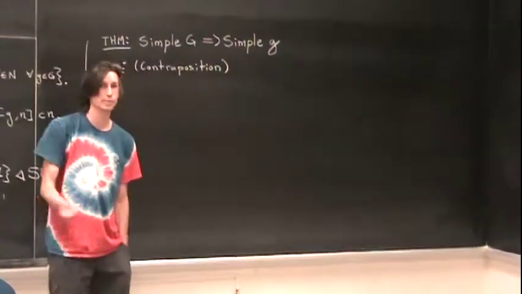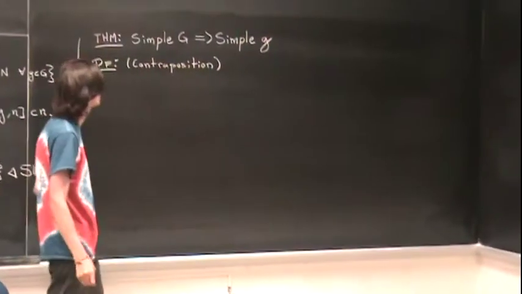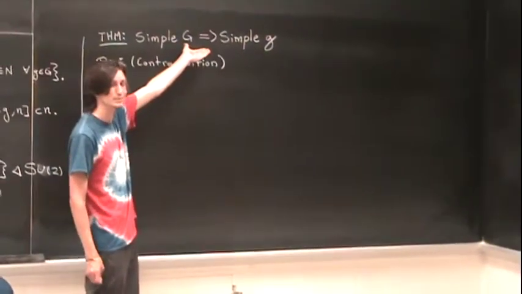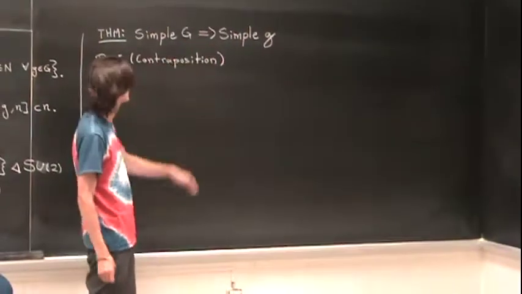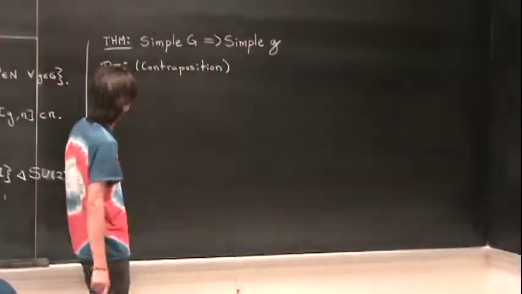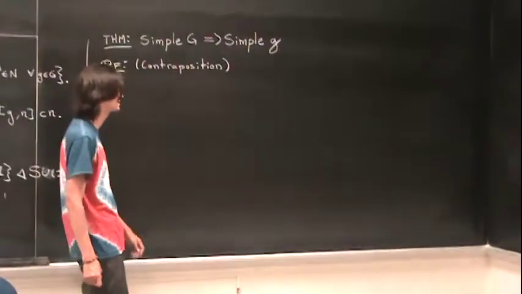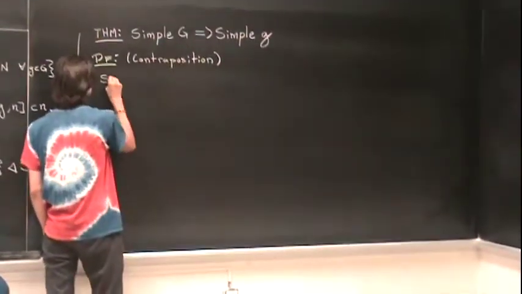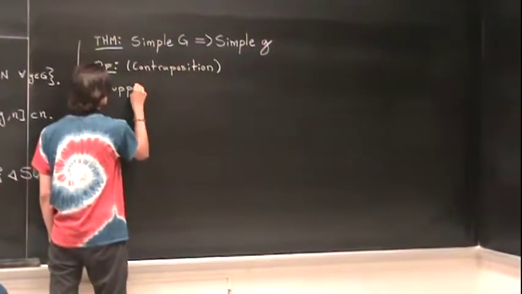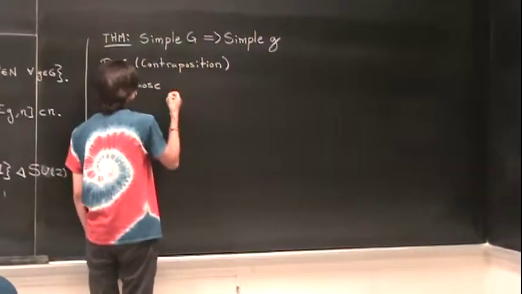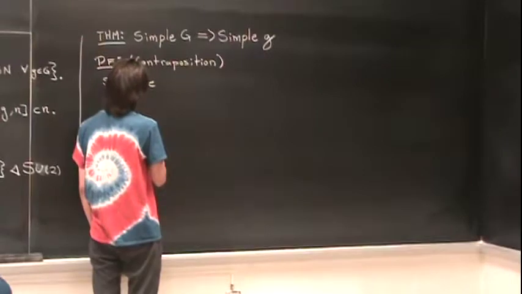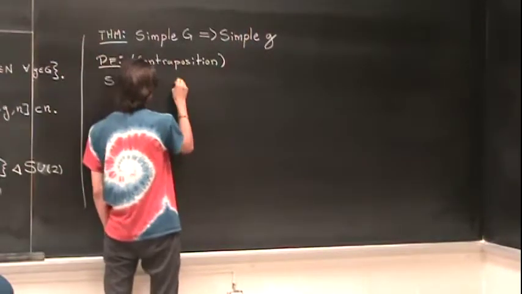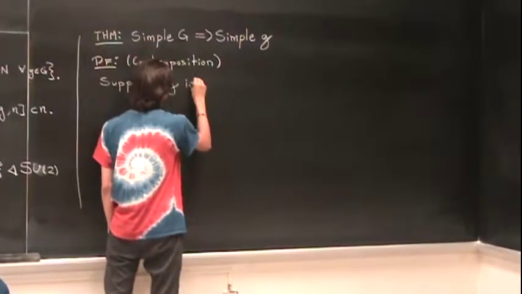So what does it mean to prove by contraposition? Well, we're going to prove the contrapositive of this statement. Yes, we're going to prove the contrapositive of this statement. So step one is we should suppose that G is not simple.